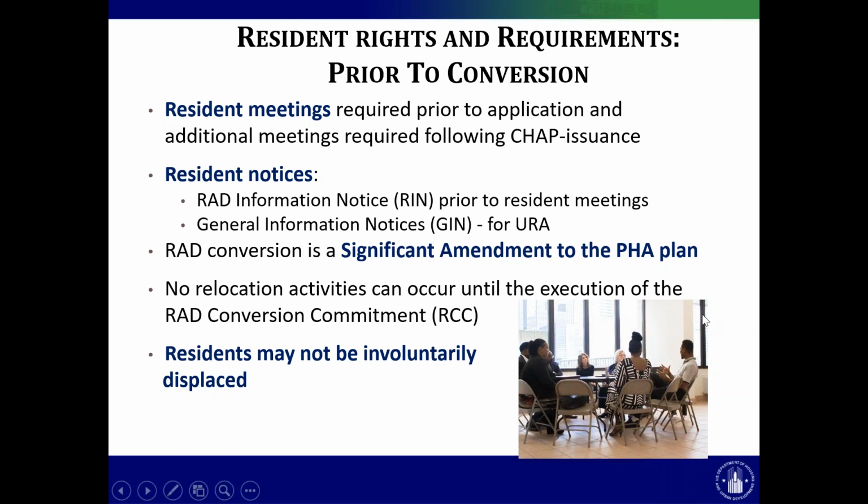So first, prior to conversion, prior to even applying for RAD, the PHA must hold 2 resident meetings with residents to discuss the application. Future meetings are required following CHAP issuance, as well as if project plans change, as they occasionally will. At the same time as those meetings, the PHA is providing the residents the RAD information notice, so residents have something in writing explaining the basic conversion plans.